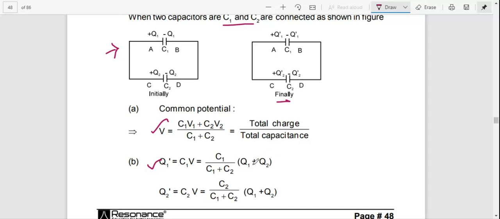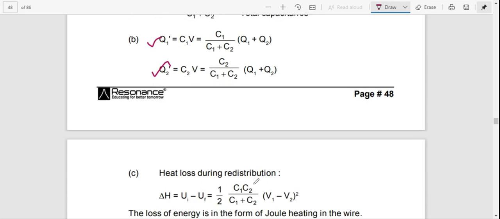In Q1 we can put C1 V1 and in Q2 we can put C2 V2. Again the same formula for Q2 dash. Final charge on Q2 is C2 into V, C2 by C1 plus C2 into Q1 plus Q2.